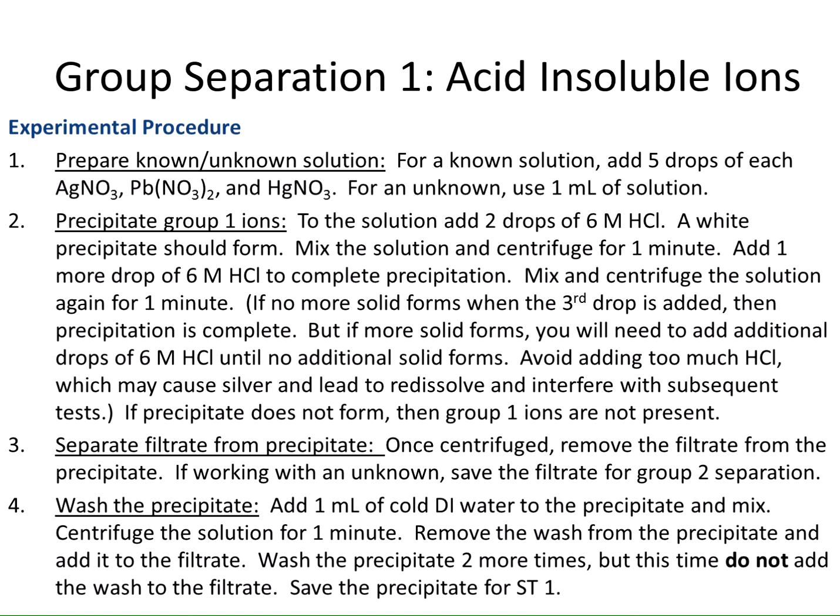And you want to use DI water, not tap water, because your tap water sometimes has ions in it and you don't want those ions to interfere. So add 1 ml of cold DI water to the precipitate and mix. Centrifuge the solution for 1 minute. Remove the wash from the precipitate and add it to the filtrate, so add it to the liquid.